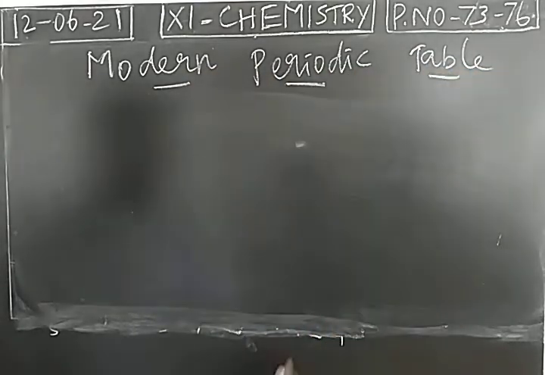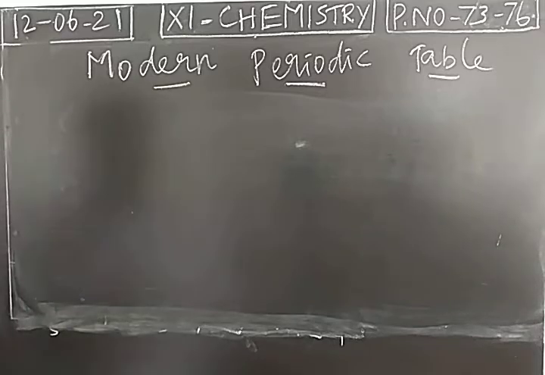So yesterday we studied that atomic number should be the fundamental property for the classification of elements. With the help of Moseley's experiment, we identified that when the atomic number changes, the properties of the elements change. We have to classify the elements based on the atomic number, so we have proposed the modern periodic law: the physical and chemical properties of elements are periodic functions of their atomic numbers.